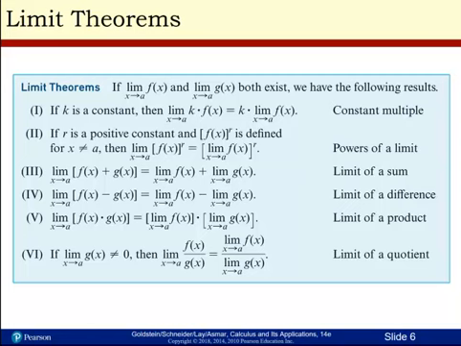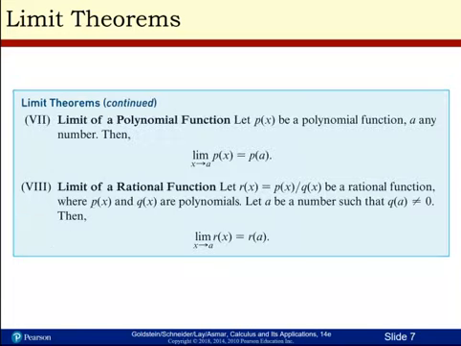Theorem 5 is the limit of a product, and this is the limit as x goes to a of f of x times g of x, which is the same as the limit of each of those two functions multiplied together. The limit of a quotient, as long as your denominator doesn't go to 0, is that the limit as x goes to a of f of x over g of x is just equal to those resulting limits divided by each other.